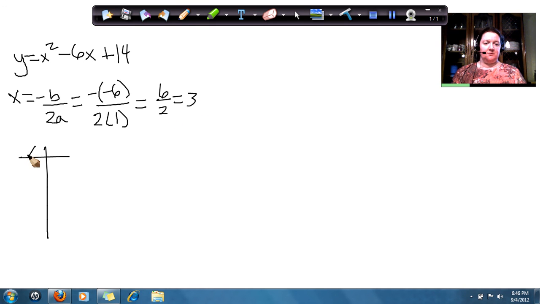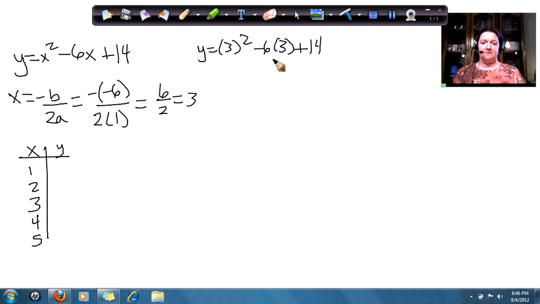So let's create a table with our x and y. We know our axis of symmetry is 3, and we're going to pick values a little bit above it and a little bit below it. So if I put 3 back through this function, y equals 3 squared minus 6 times 3 plus 14. That's going to give me 9 minus 18 plus 14. Negative 18 plus 14 would be a negative 4. 9 minus 4 would give me 5.